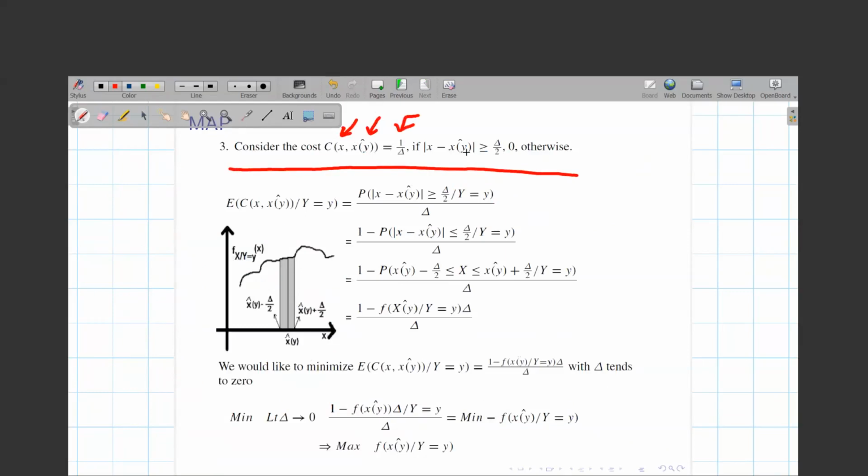If x minus x cap of y is greater than delta by 2, what does it mean? The original value is x, and your estimated value is x cap of y, and this absolute difference, if it is greater than some quantity, that quantity is given as delta by 2 here. If it is greater than delta by 2, you are not happy. That is the meaning of it. So if that is greater than delta by 2, you are giving some penalty, and that penalty is 1 by delta. It is purposefully chosen.